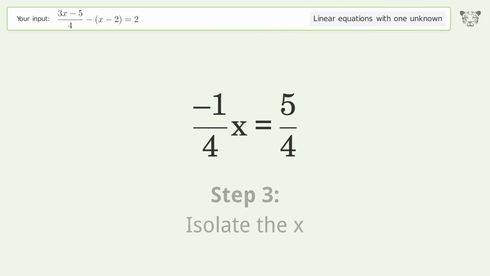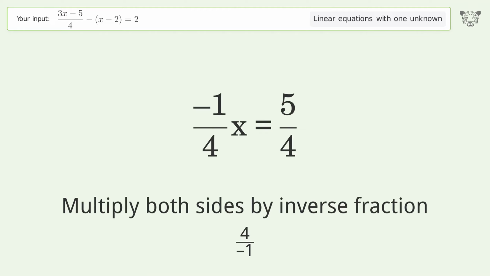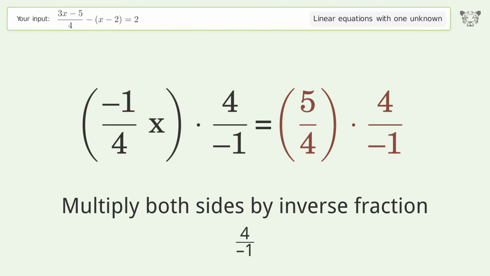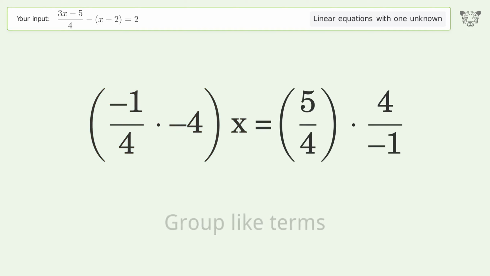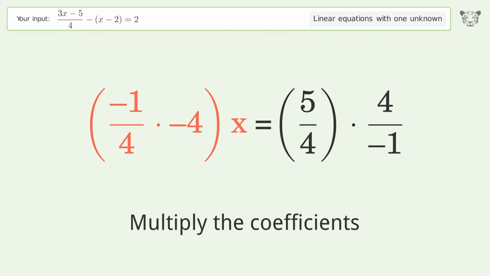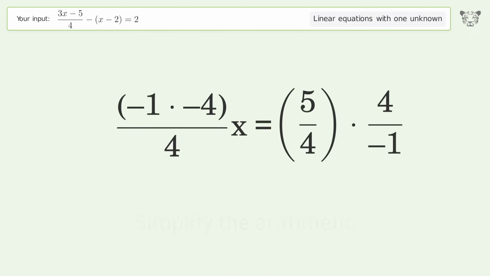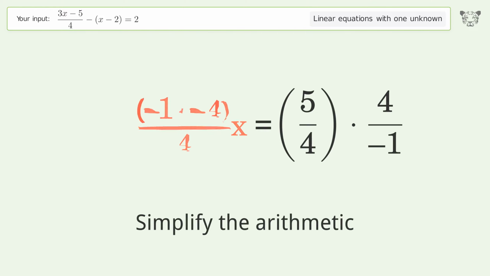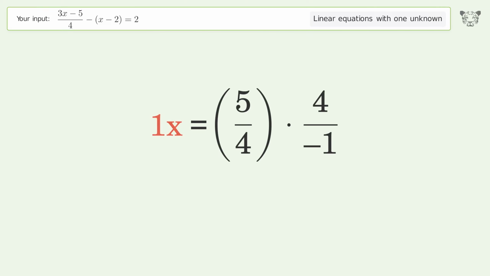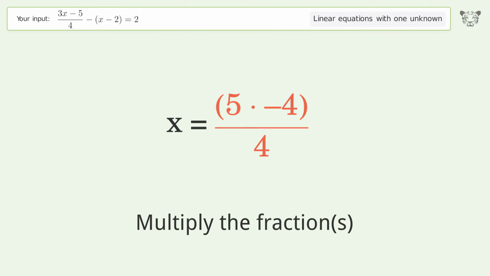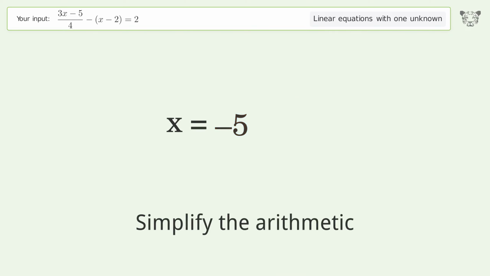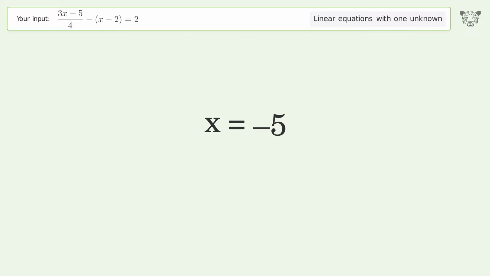Isolate the x. Multiply both sides by inverse fraction 4/-1. Group like terms. Multiply the coefficients. Simplify the arithmetic. Multiply the fractions. Simplify the arithmetic. And so the final result is x equals -5.